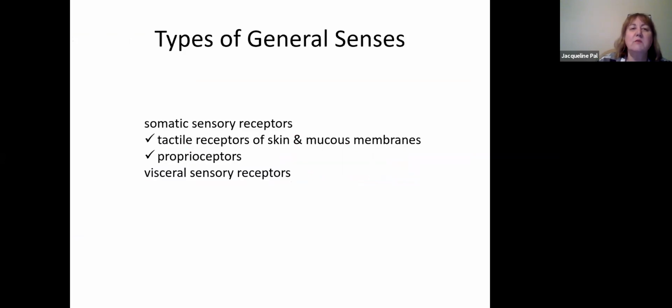So when we're talking about general senses, we can divide them into two big categories, the somatic sensory receptors versus the visceral ones. And in the somatic ones, we have proprioceptors we've already learned about, and we have all those tactile receptors that were in our integument, whether it was the skin or our mucous membranes. We already looked at those. So let's review those real briefly and bring them back to the forefront. It's been quite a while since we learned about them.